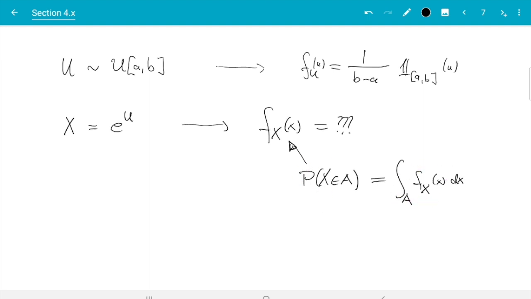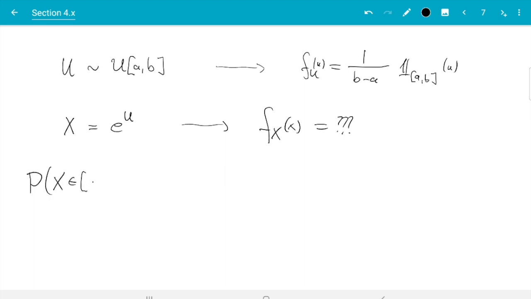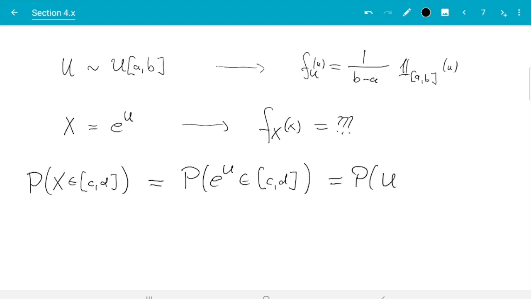And there is a special thing, instead of a general set A, it's enough to take intervals. So what we can do is we can just do the probability of X in some interval. Now I cannot write a, b because that's already used. Let's write c, d. And we need to write that as an integral from c to d now. And whatever is the integrand inside the integral, that will be the density. So let's try that. That we know is the probability of e to the u in interval c, d. Now I take logs, so that's the probability of u in the interval from log c to log d. And u, we know the density, it's here.